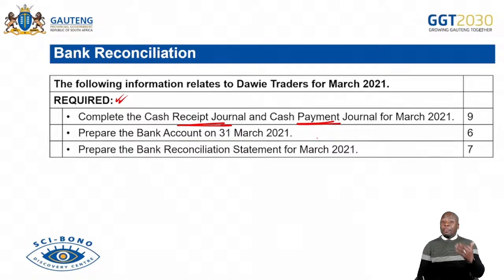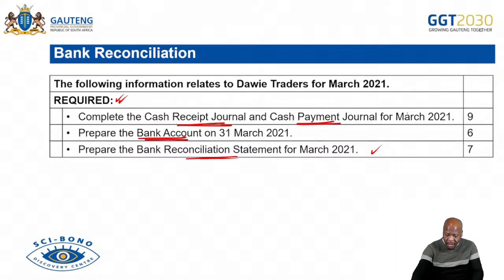So you must not jump to answer the question before you really understand. Remember, the 10 minutes reading time that you're going to get in the prelim, you use those minutes to understand what exactly the examiner wants me to do. And then after that, we prepare the bank account. This is now in the general ledger. Then lastly, we prepare the bank reconciliation statement.